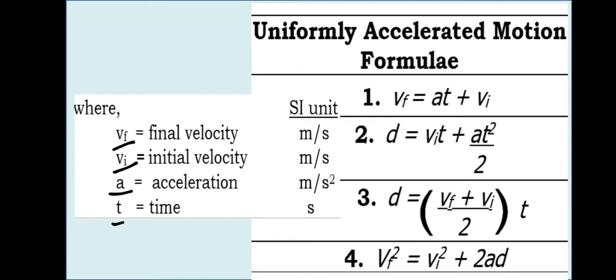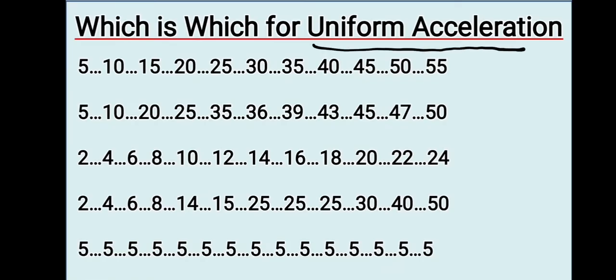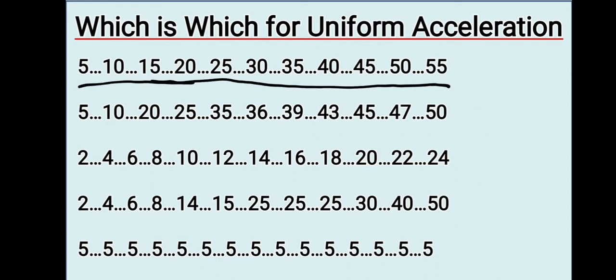Since we are dealing with uniform acceleration in this video, I would like to show you these numbers here that tell us the difference between uniform acceleration and non-uniform acceleration. We have here 5 lines, and the first line is an example of uniform acceleration. Why? Because if we determine the change of velocity, because these are examples of velocity, no? 5 meters per second, 10 meters per second, 15 meters per second, 20 meters per second, 25 meters per second, and so on.